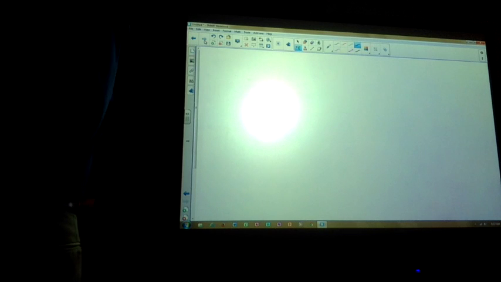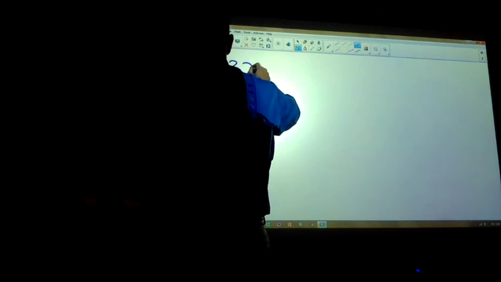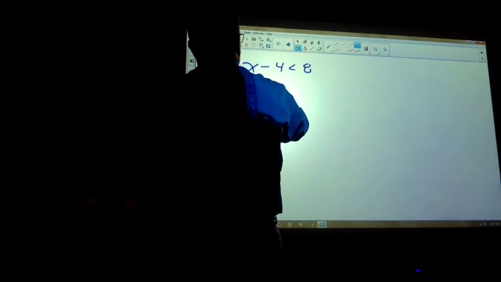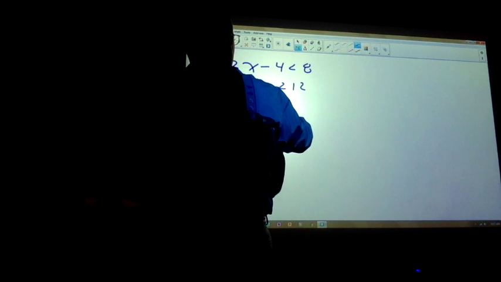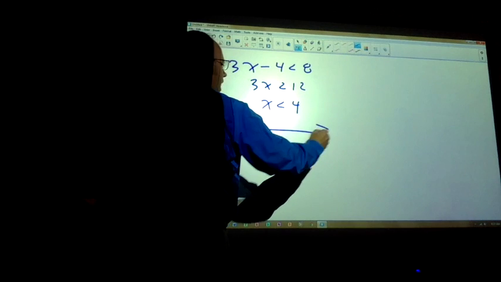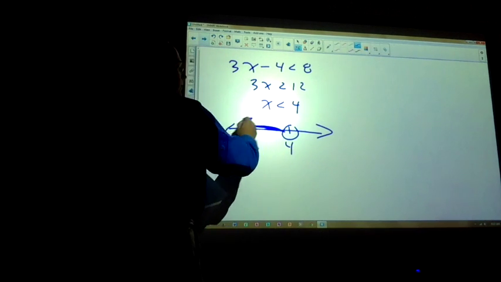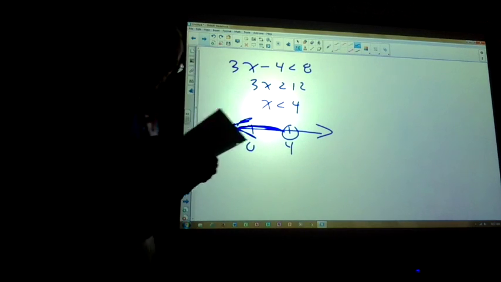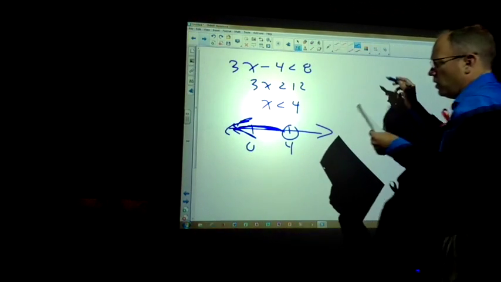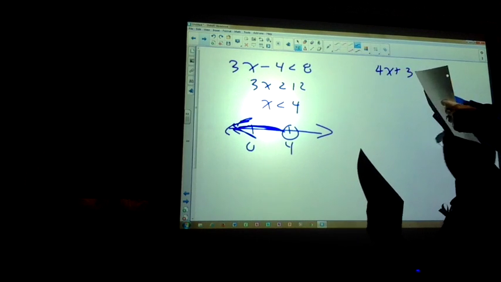So I want to run through this, and then I want to focus on what today's assignment is, mainly the word problems. Got it? So let's run through these real quick. Problem number 1 looks like this. If that goes onto a number line, we have 0 here, we have 4 here. It's an open dot going this way.